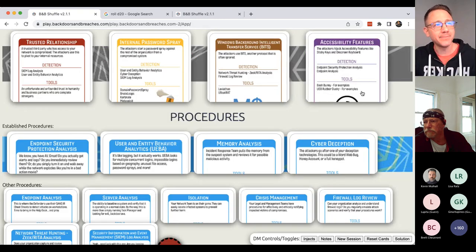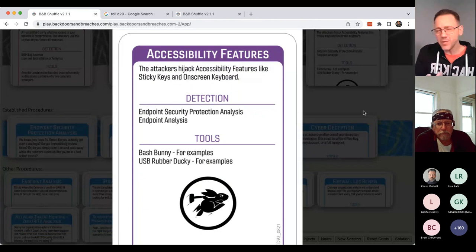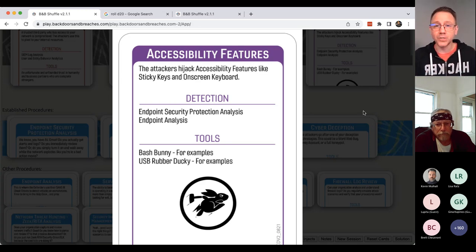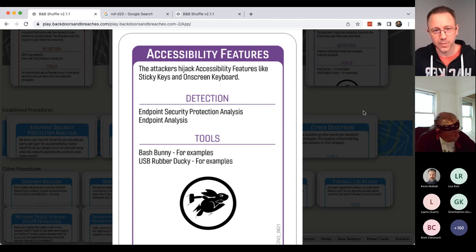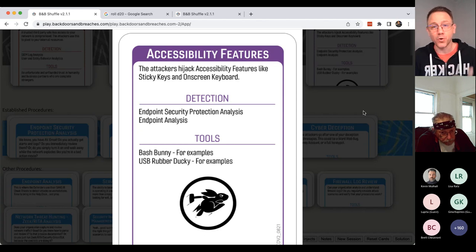All right. And then lastly, what the attackers did here is they hijacked accessibility features. Maybe you've never used the accessibility features of your computer, but there's a magnifying glass, there's an on-screen keyboard, there are other features to help you in case you need help accessing or using some of your computer. Well, attackers can take advantage of this and replace some of the accessibility features with their own malware or their own command and control. And so this is how they can maintain persistence on your system.